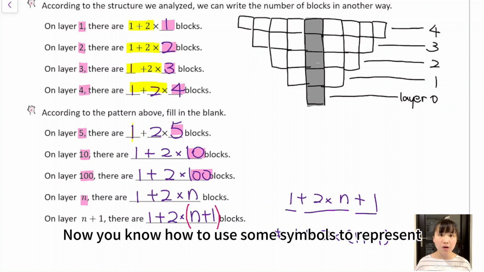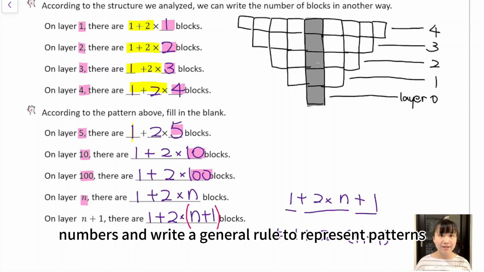So now you know how to use some symbols to represent numbers and write a general rule to represent patterns. Great job!